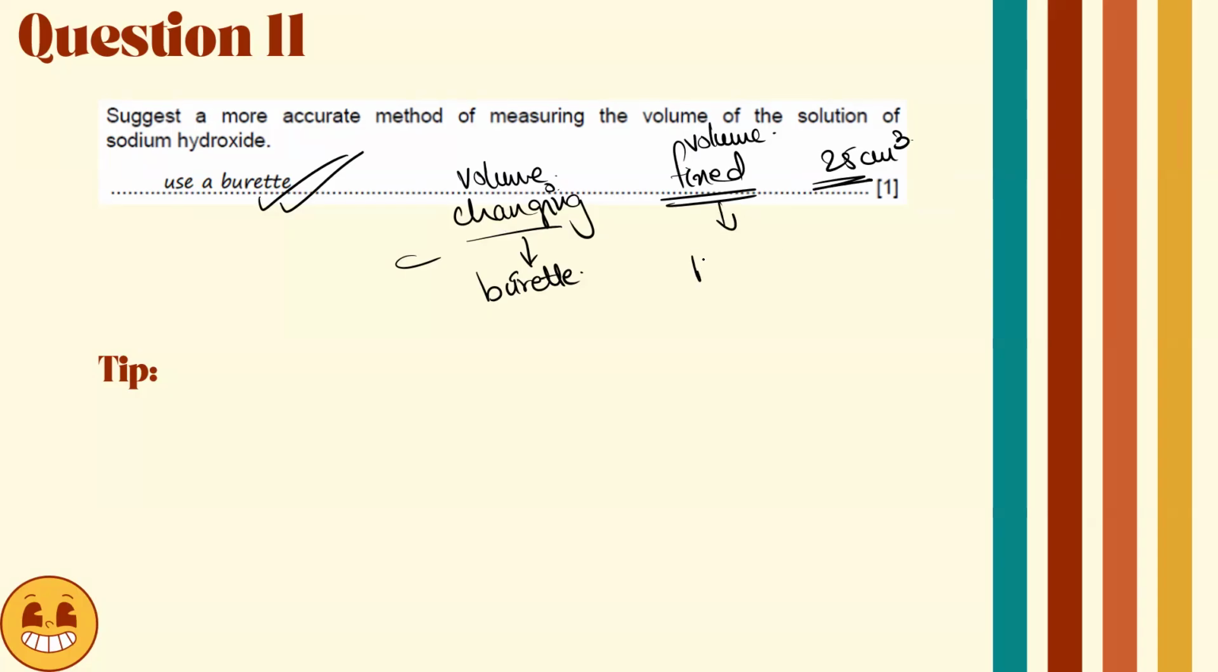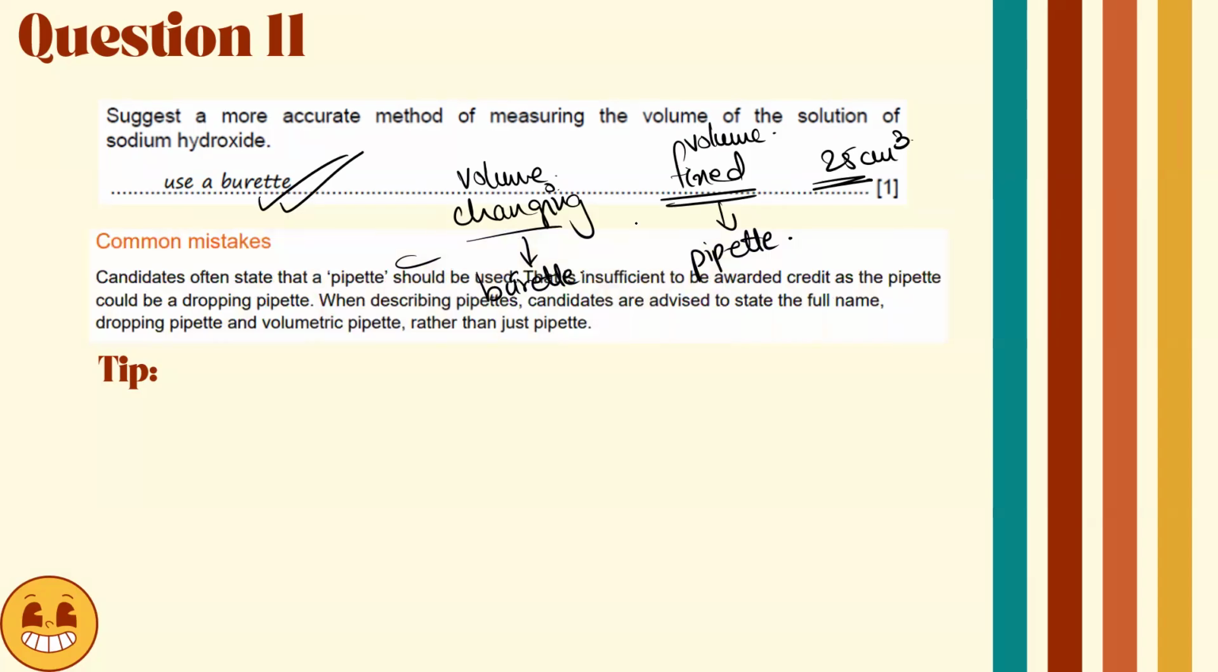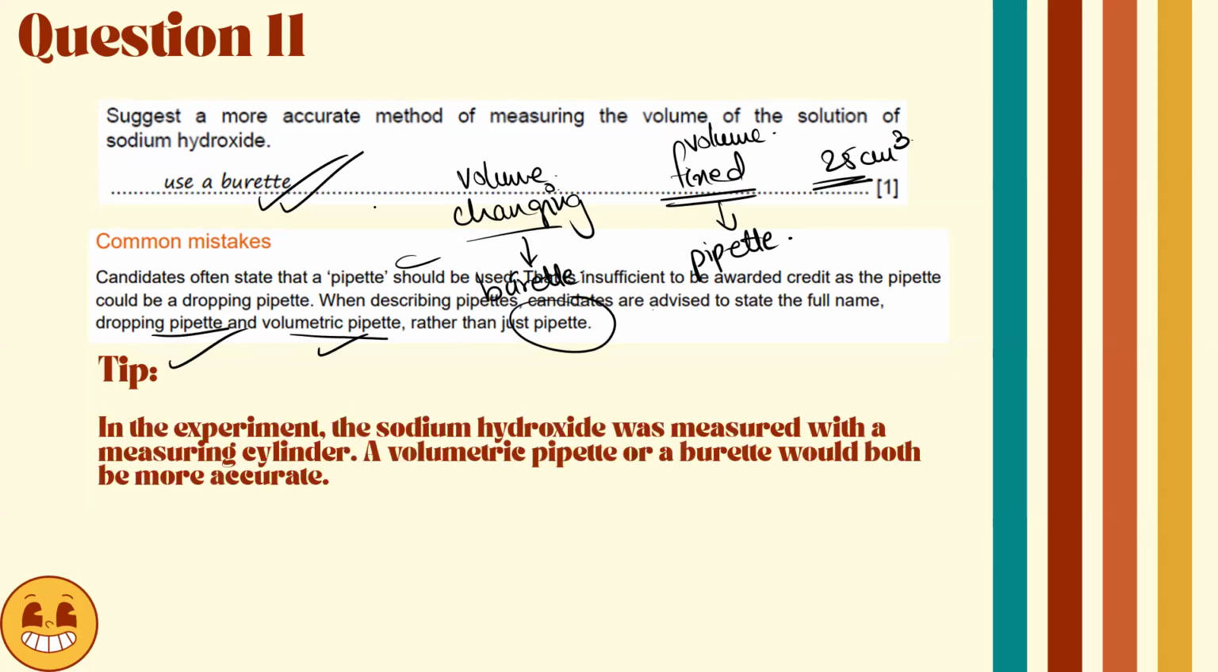So for the fixed volume, we can use a pipette. And for the variable volume, we can use a burette. Candidates often state that a pipette should be used, but this is insufficient and will not be awarded credit, as a pipette could be a dropping pipette. When describing pipettes, candidates are advised to state the full name, dropping pipette or volumetric pipette, rather than just pipette. Okay, so always write the full name of the apparatus.